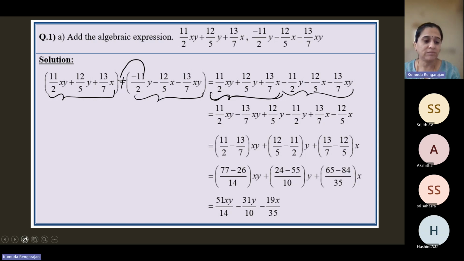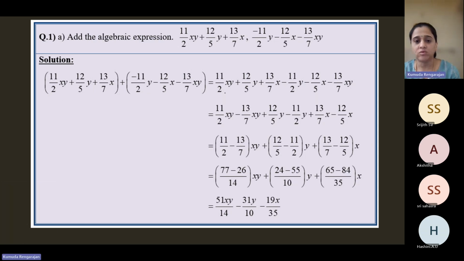Next step, collect the like terms. So xy, xy, collect the like terms. Then y, y, and x and x. In any order, you can write the x terms first, then the y terms, and then the xy terms. So we have collected the like terms in the second step.